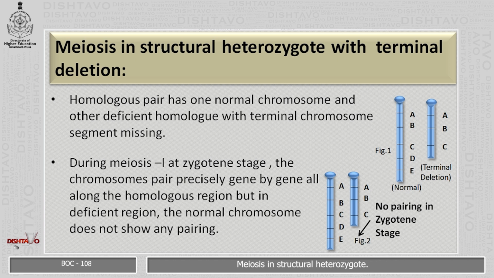Meiosis in structural heterozygote with terminal deletion. The homologous pair has one normal chromosome and the other a deficient homolog with the terminal chromosome segment missing in this type of heterozygote. You can see this in figure 1. During meiosis 1 at zygotene stage, the chromosomes pair precisely gene by gene all along the homologous region, but in the deficient region, the normal chromosome does not show any pairing. You can refer to figure 2.